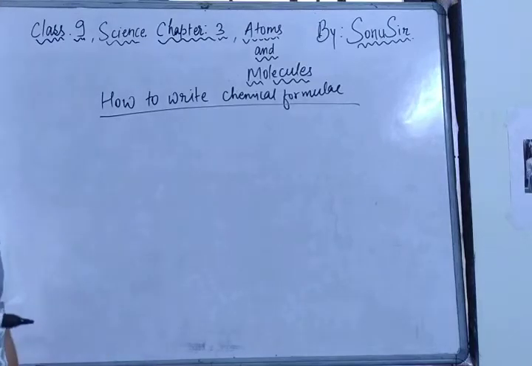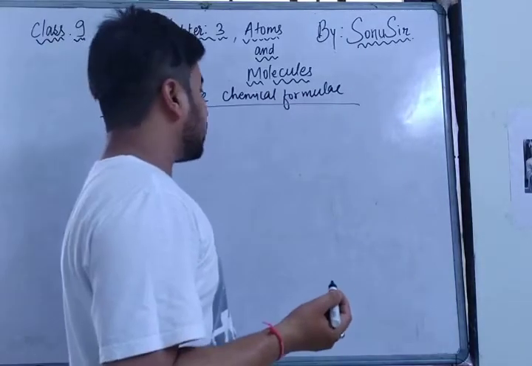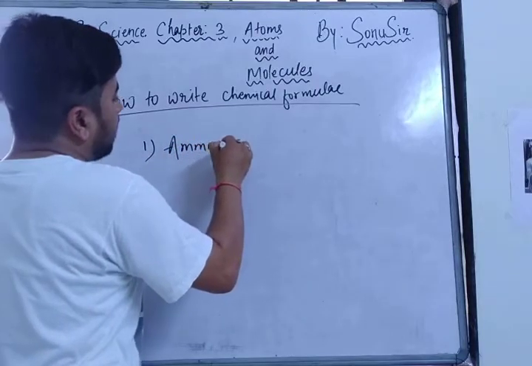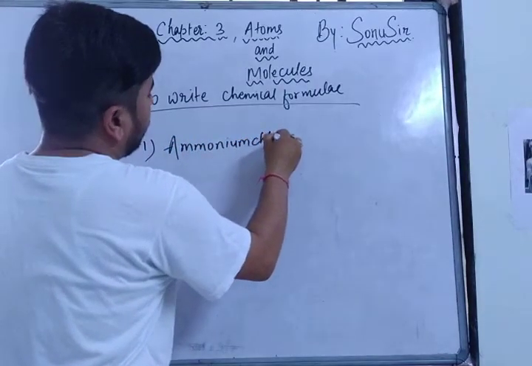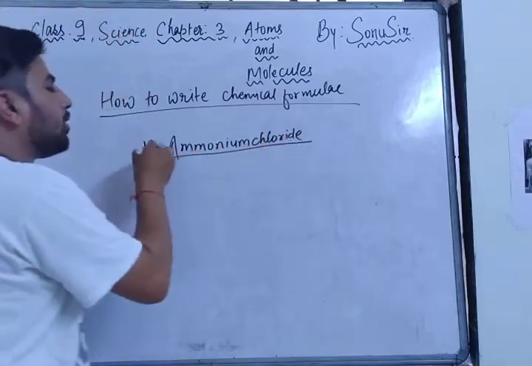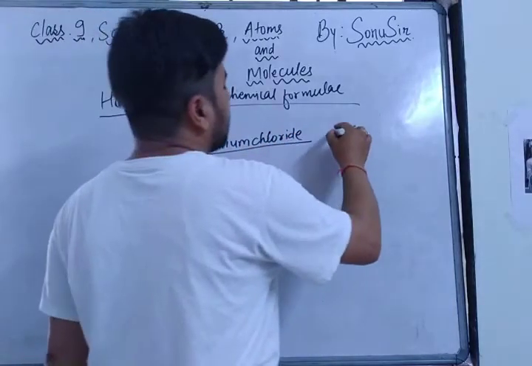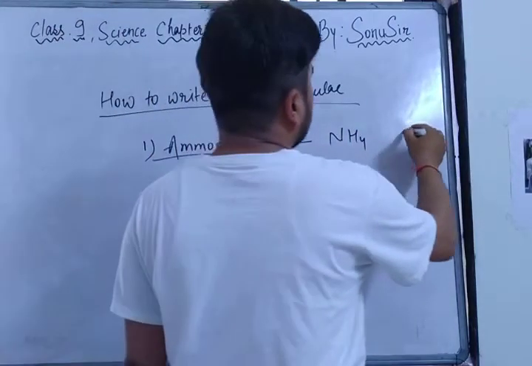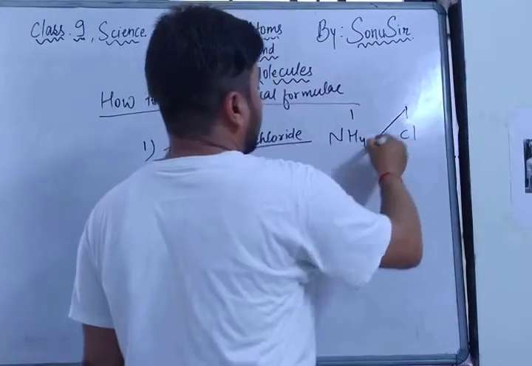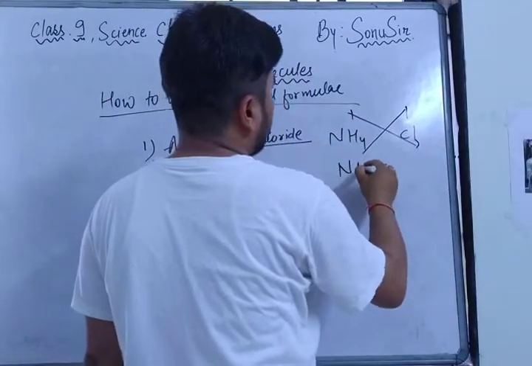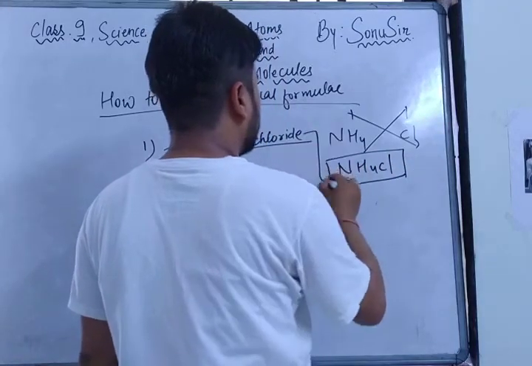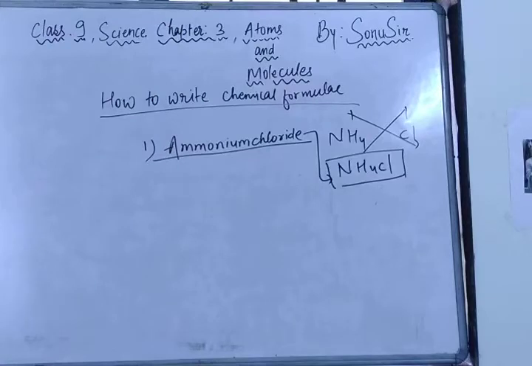One student asked me, sir, what is the valency of ammonium chloride, and how to write the compound name? He asked how to write this compound, ammonium chloride. I told him it's very easy, beta. The ammonium formula is NH4 and chlorine is Cl, both having valency one. One will come here, one will go there: NH4Cl. This compound is termed ammonium chloride.